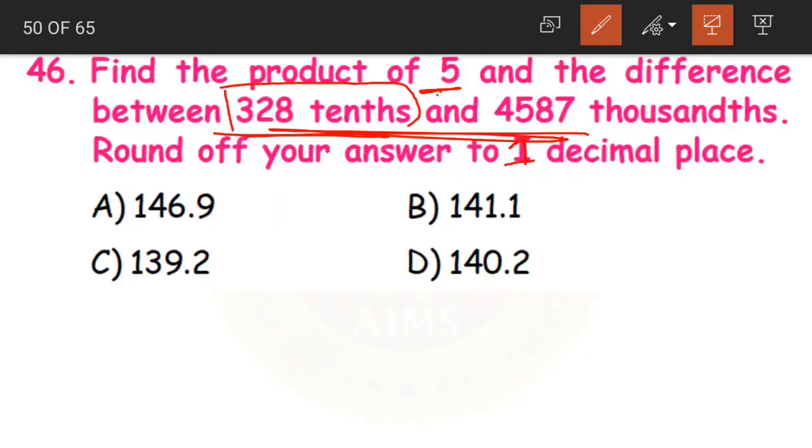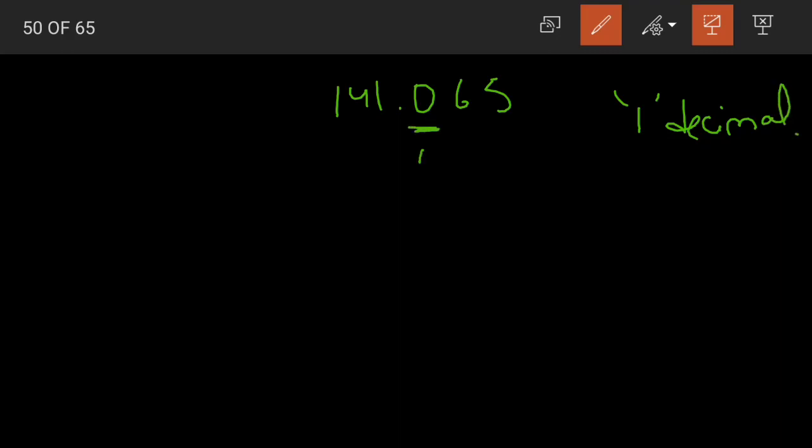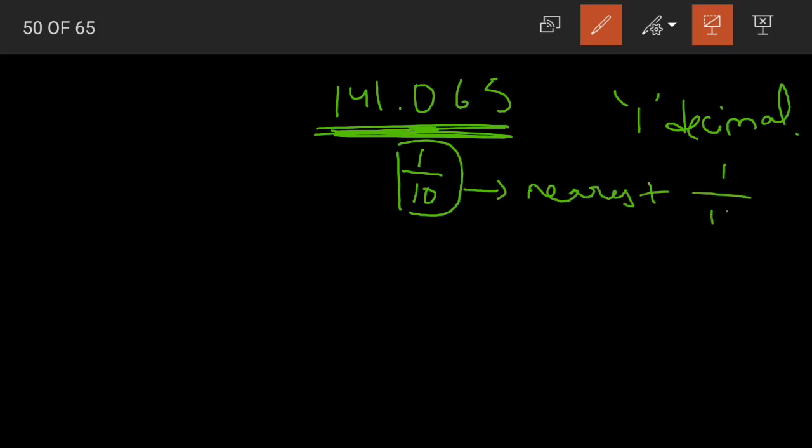What is our answer? 141.065. But in the question, we are instructed to round off the answer to one decimal place. There should be only one decimal place in the answer. Only one means the first decimal place after the point should be there. This is the 1/10th place. That means we have to round off our given decimal number to the nearest 1/10th. How will we do that, children?